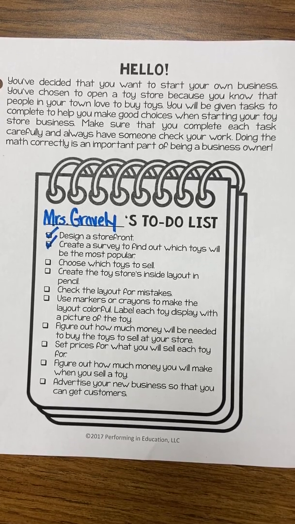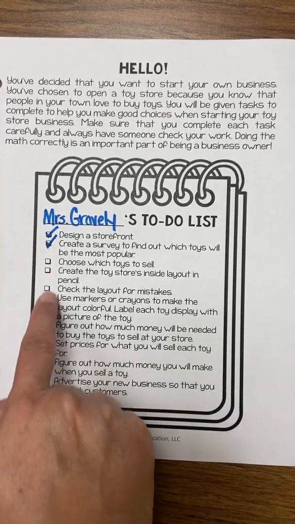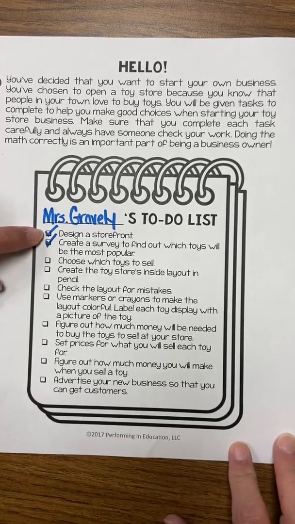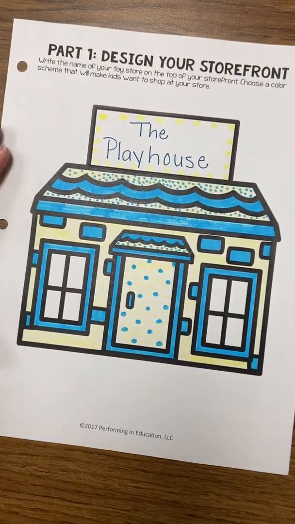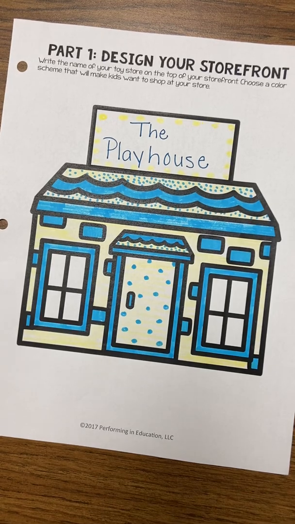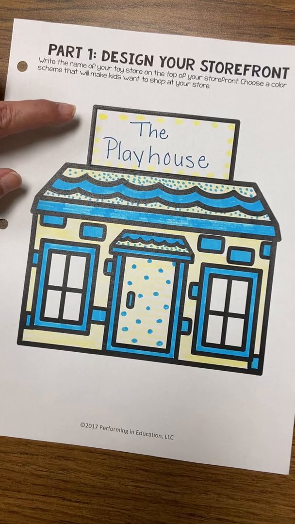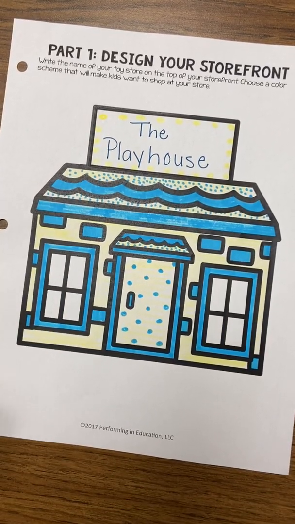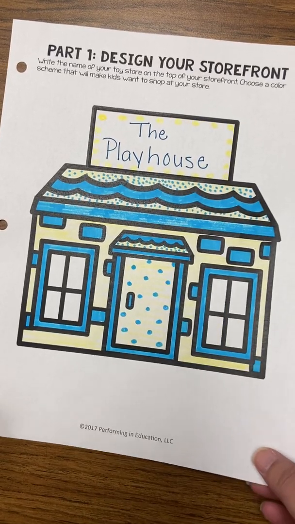Today is going to be the first day of our PBL that we're going to be doing over remote learning. So the first thing you're going to do is look at your to-do list. This is kind of a checklist of everything you're going to be doing. If you can see, the first thing we're going to do is design a storefront. To do that, you're going to need this picture. This is where you're going to create a name for your toy store, and you are also going to design what you think the front of your toy store should look like. Okay, so that's the first thing.